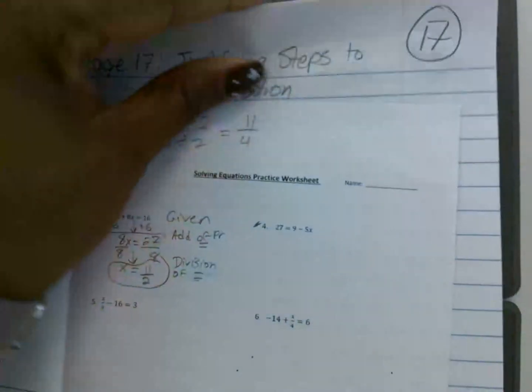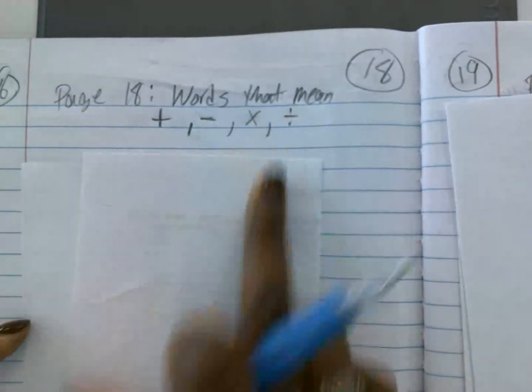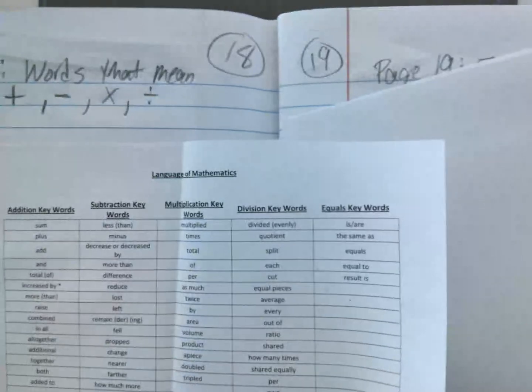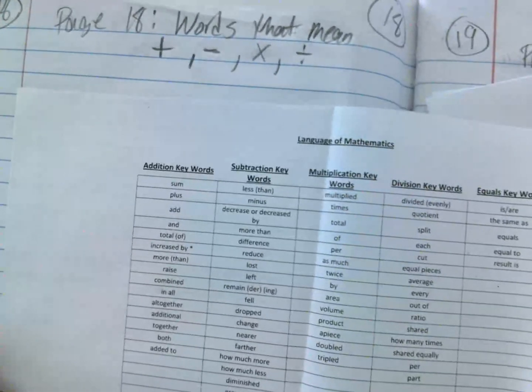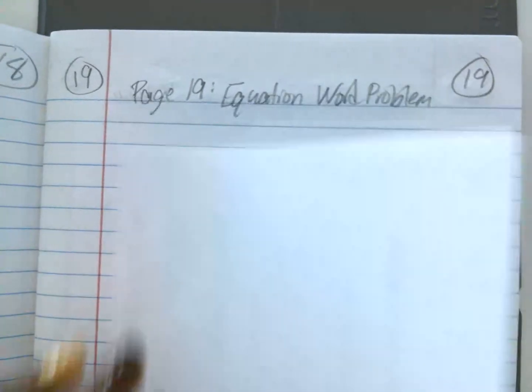Okay? That's page 17. Page 18, words that mean addition, subtraction, multiplication, division. It's this little half sheet here. We just paste that in on page 18. Nothing to it. Page 19 is equation word problems.